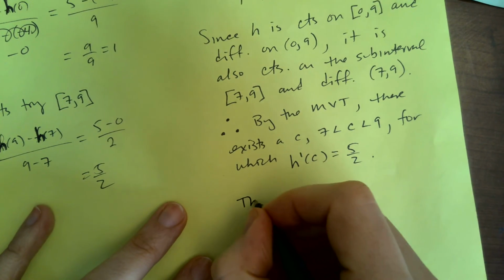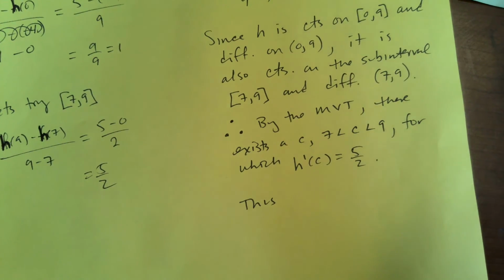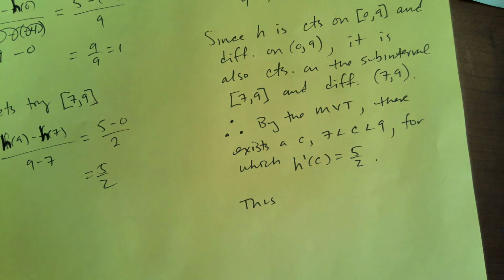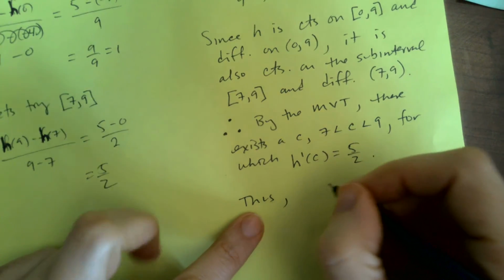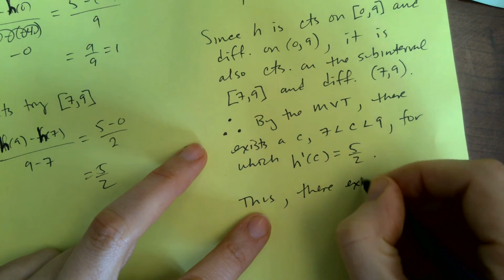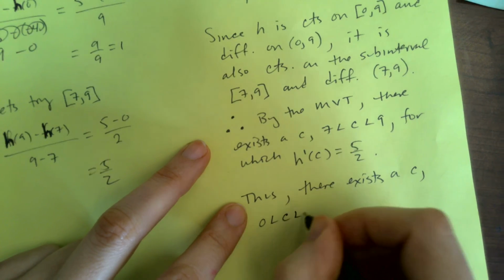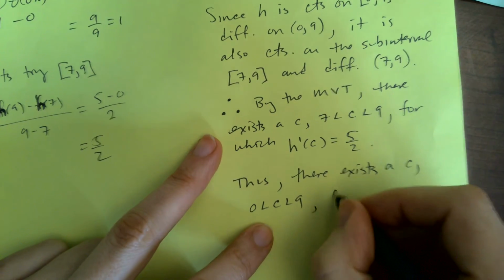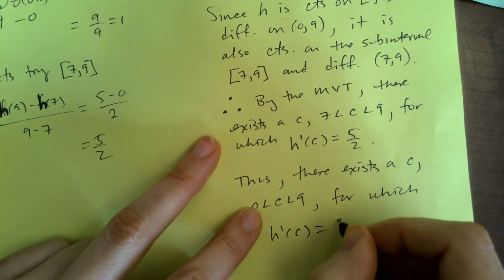So I'll just say, thus. Now I already established that 7 to 9 was a subinterval. You could say it again if you want. You could say, thus, because 7 to 9 is a subinterval of 0 to 9. You could say that if you want, but it's okay. We already said it was a subinterval. So thus, there exists a c between 0 and 9 for which h prime of c is 5/2.